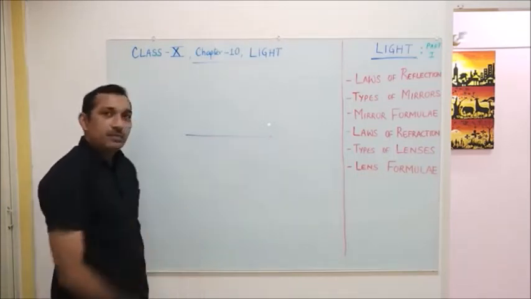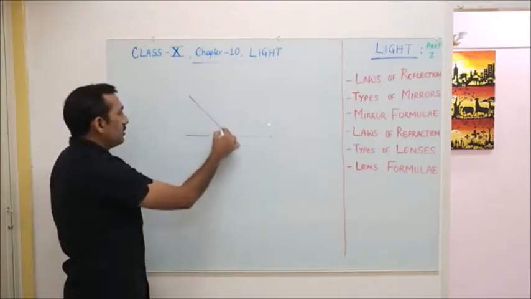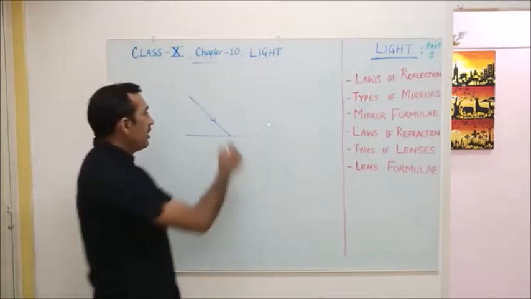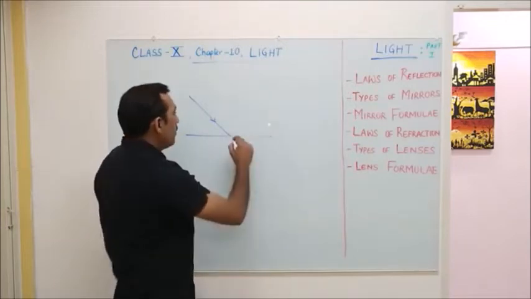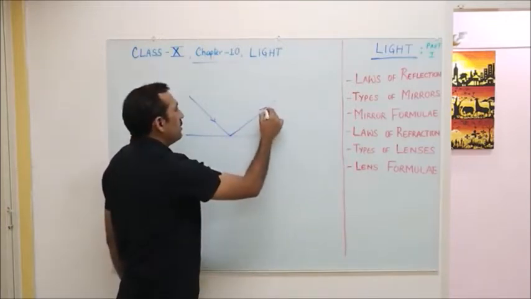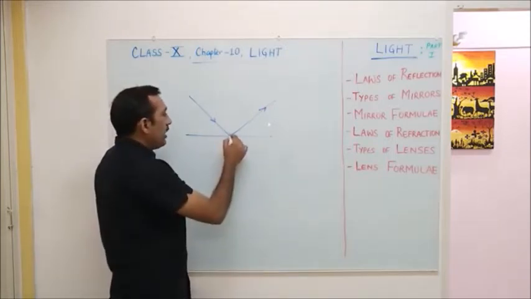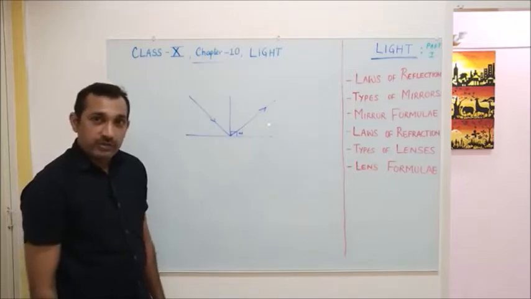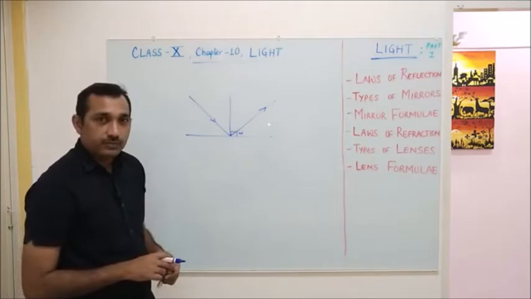Suppose this is a plane mirror, and this is an incident ray. After hitting the mirror, it will bounce back or reflect back on the same side. At the point of contact, if we make a normal, this is 90 degrees. Then we are ready to define the laws of reflection.